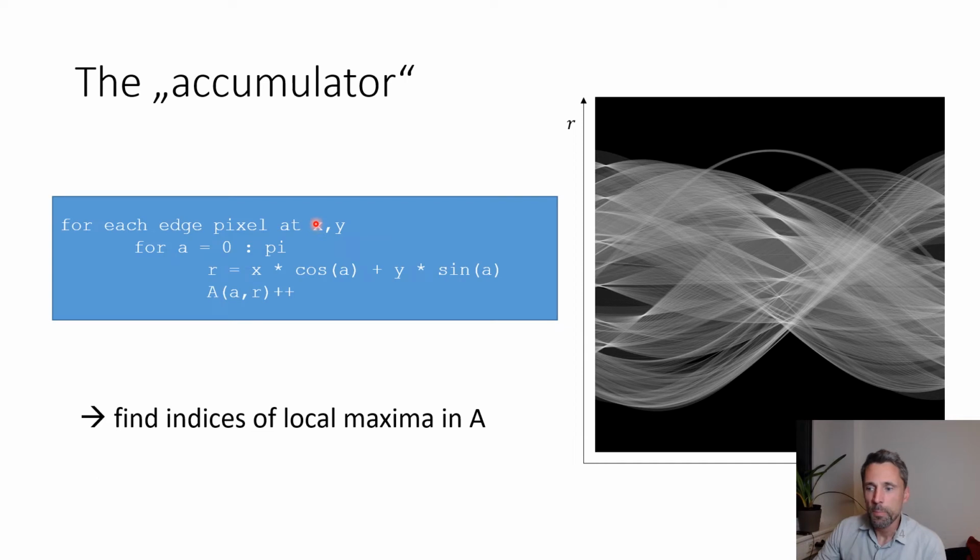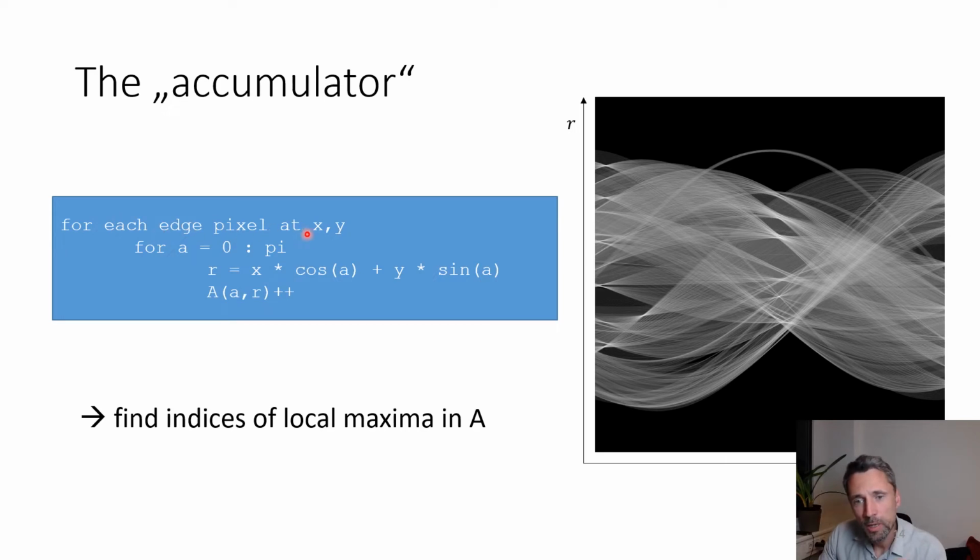Good. But the parameter space now is in a continuous space, and in the computer, we need a discretized representation, and we, for the lecture, will call this the accumulator, because it will accumulate, it will collect the votes for specific hypotheses, right? And the algorithm is pretty simple.